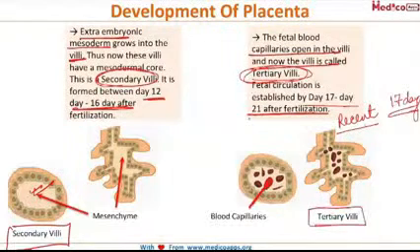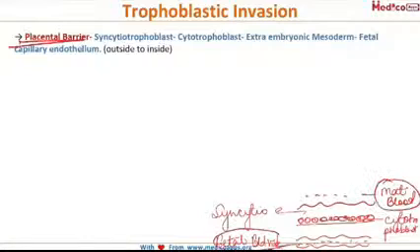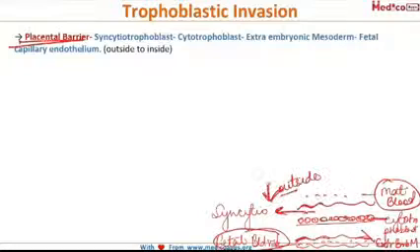Now, the next thing that we are going to talk of is the placental barrier. And what is this? The layer separating the maternal blood from the fetal blood is called the placental barrier. Now, what are the layers of this placental barrier from outside to inside? They are the outer Syncytiotrophoblast, next to it the cytotrophoblastic cell layer, then the extra embryonic mesoderm, and then the endothelial lining of the fetal blood vessel. This is the layer which separates the maternal blood present here from the fetal blood.